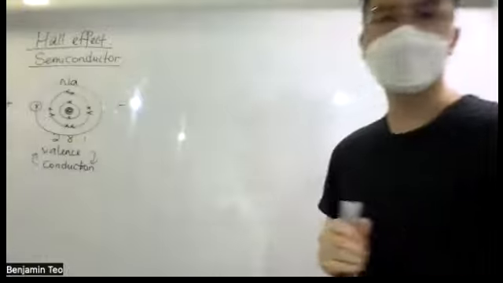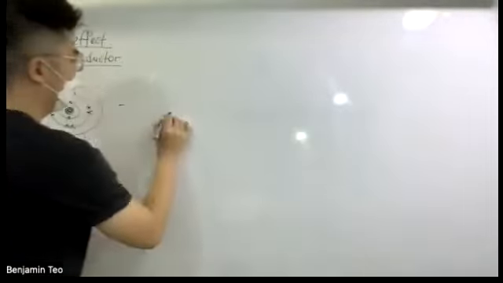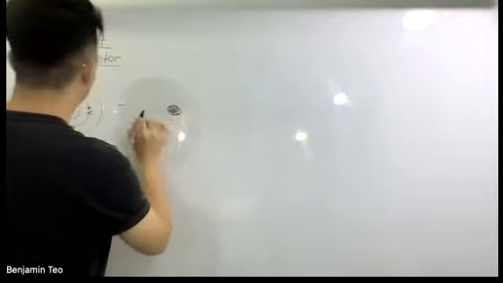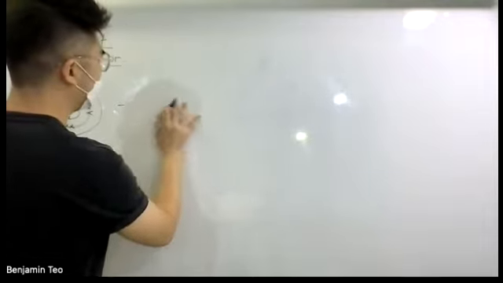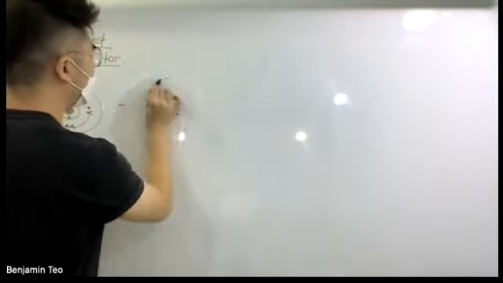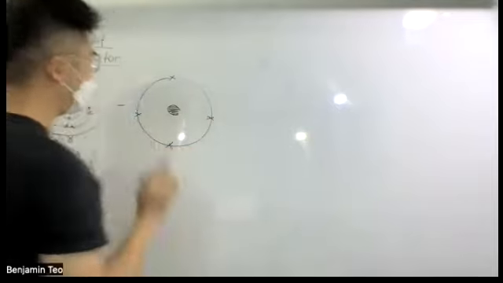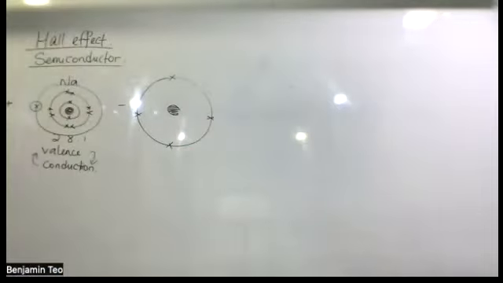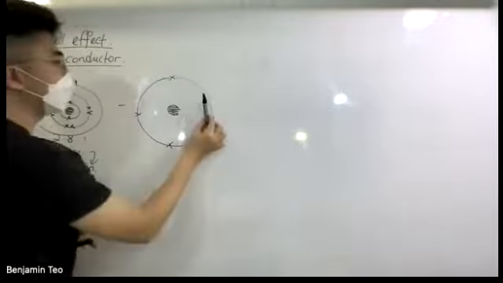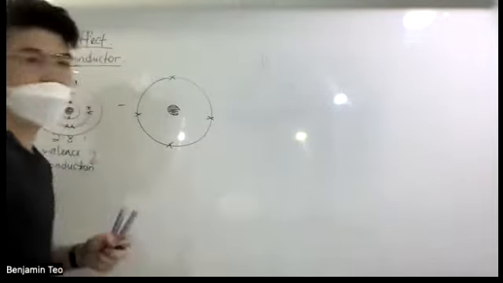Now let's compare with semi-metal, semiconductor. Okay, semiconductors have 4 valence electrons. So let's draw only the outer shell. When you have more electrons in the outer shell, the force of attraction is stronger. It makes it harder for this electron to leave. That means it makes it harder for the electron to become a conduction electron.